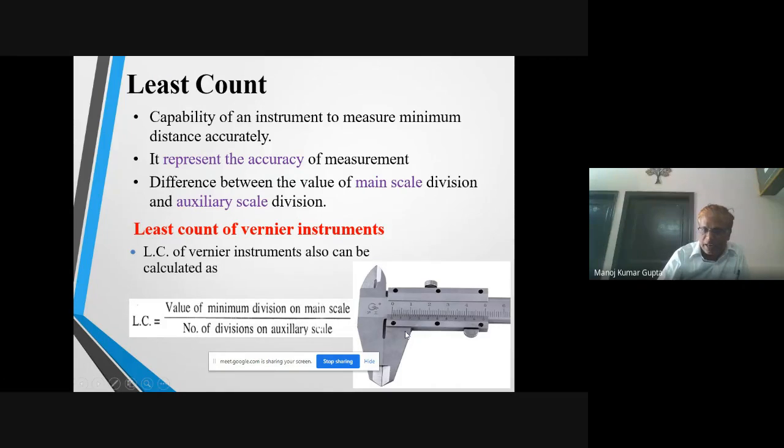So this is the vernier caliper and it is the main scale. The upside is the main scale, and downside is the auxiliary scale. This is a revolving nut and we can slide this auxiliary scale on the main scale. This is a fixing screw. We can fix the position of the movable auxiliary scale with the help of this screw. This is fixed jaw. This is movable jaw.